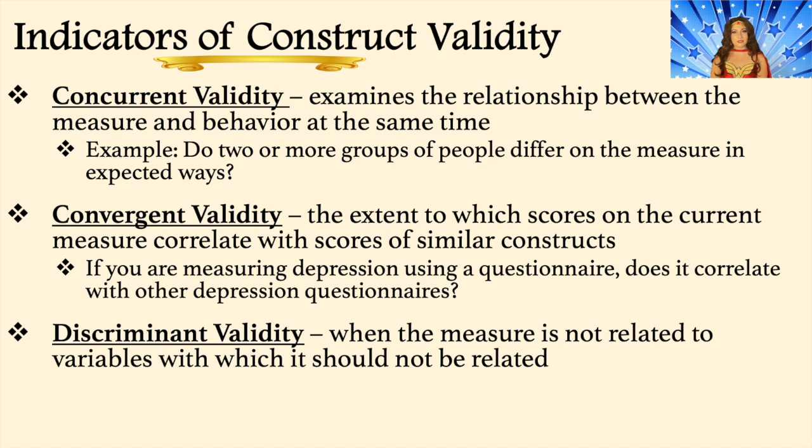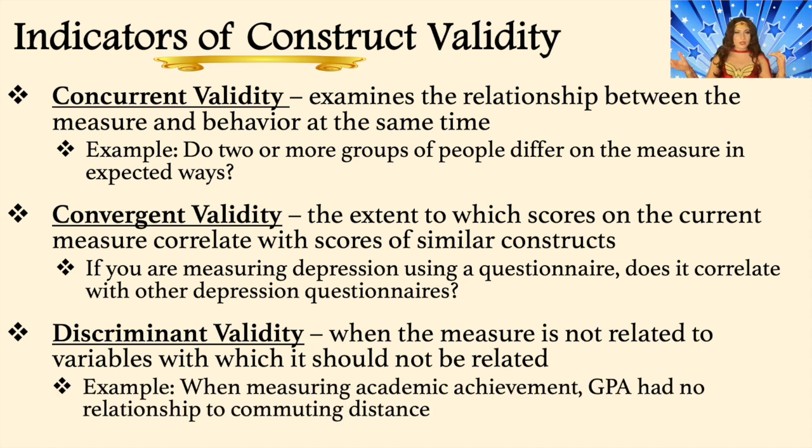And the last type of validity we'll talk about under the umbrella of construct validity is discriminant validity. Discriminant validity is when the measure is not related to variables with which it should not be related. So going back to the idea of what questions you would ask if you actually wanted to find out if someone has knowledge of driving a car, the question about what they ate for breakfast that morning would definitely be a question that doesn't apply. So here, for example, when you're measuring academic achievement and you're using GPA as a measurement of that, GPA would have no relationship to commuting distance.